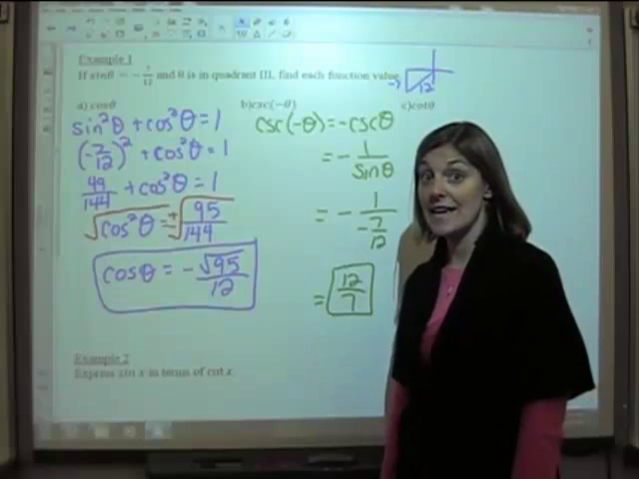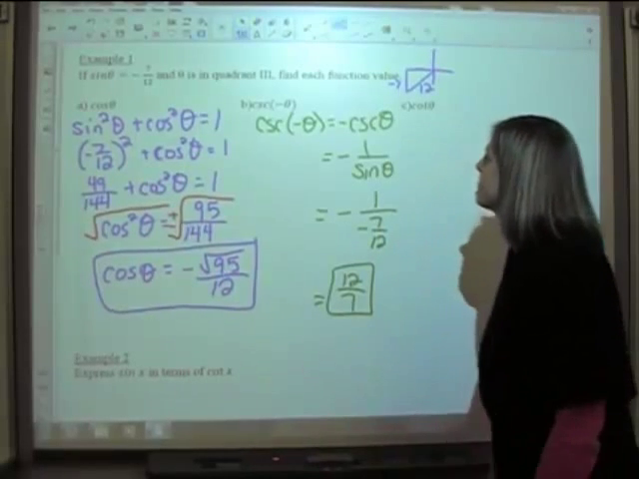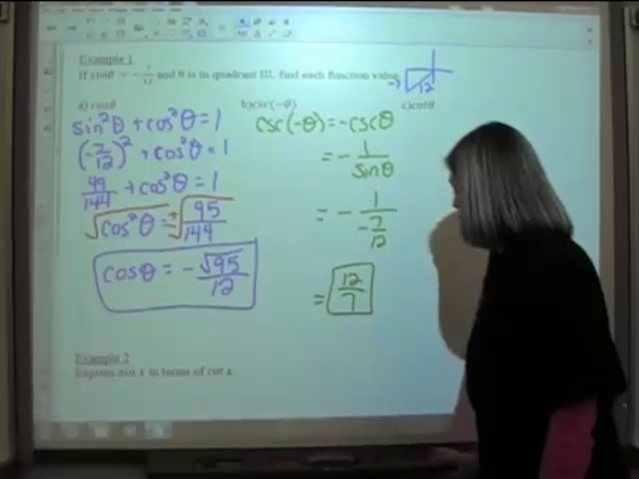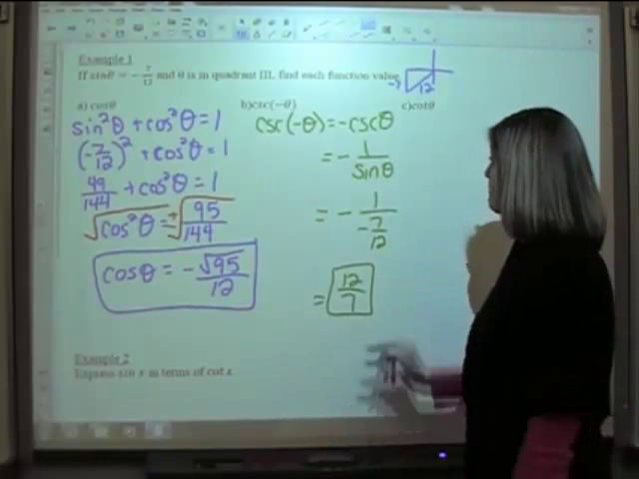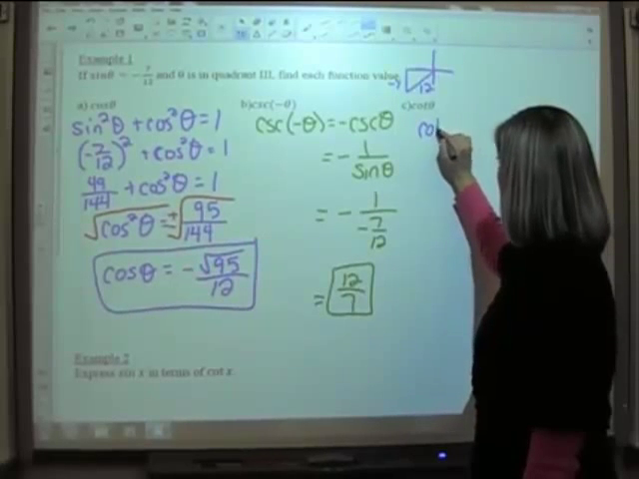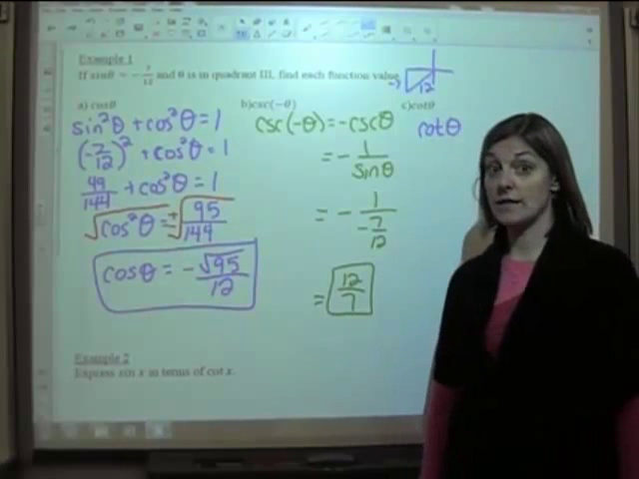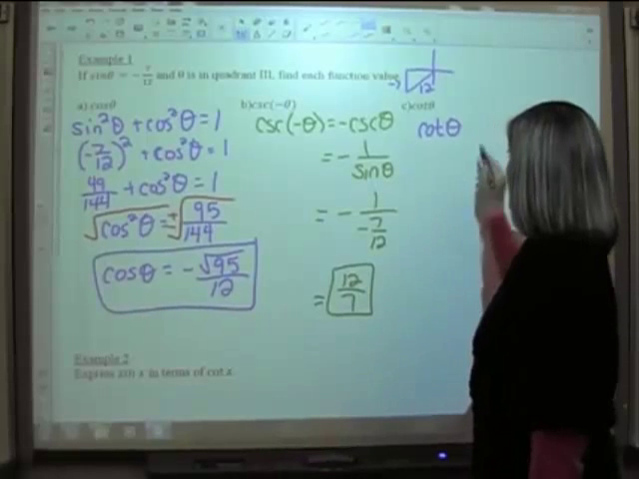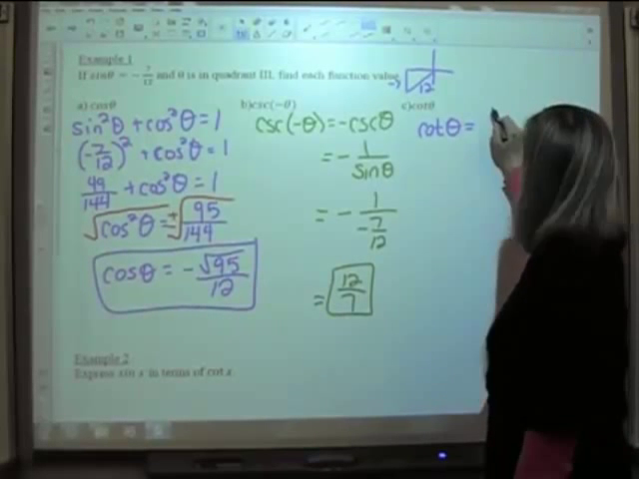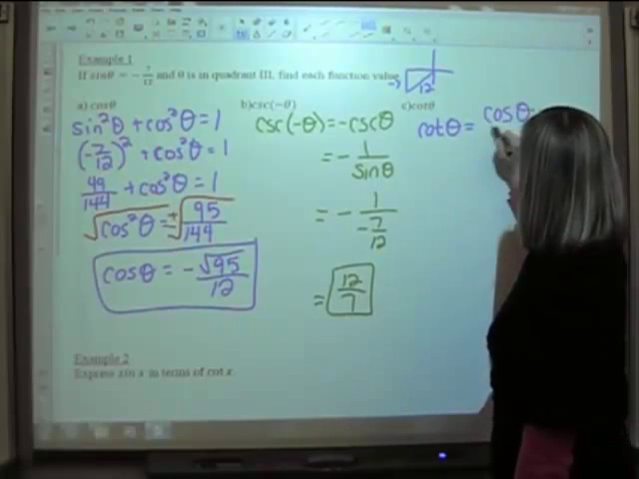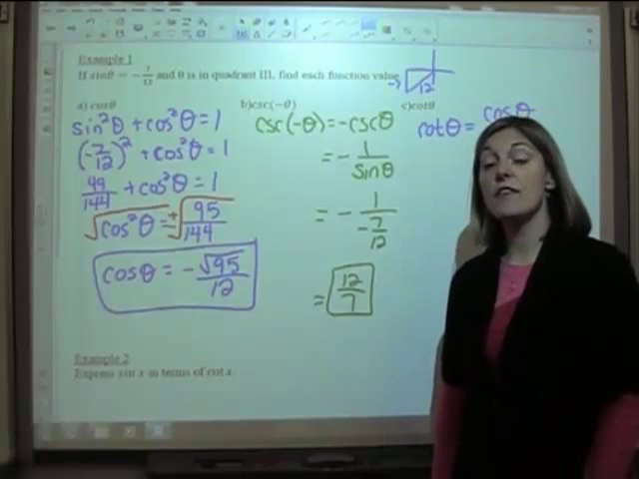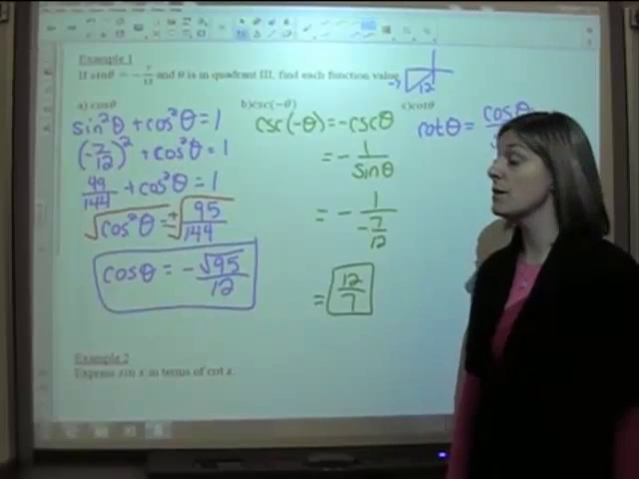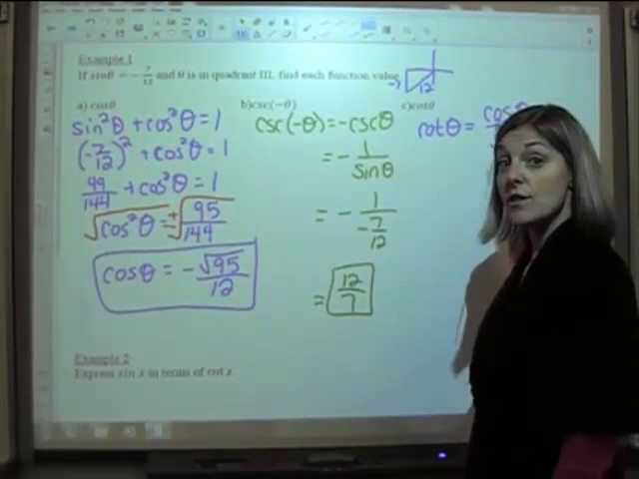Now let's take a look at cotangent. Cotangent can be rewritten in a couple of different ways. You could make it cosine over sine. You could also do some other things, but this is going to be the easiest one to use because we've already found the cosine value.